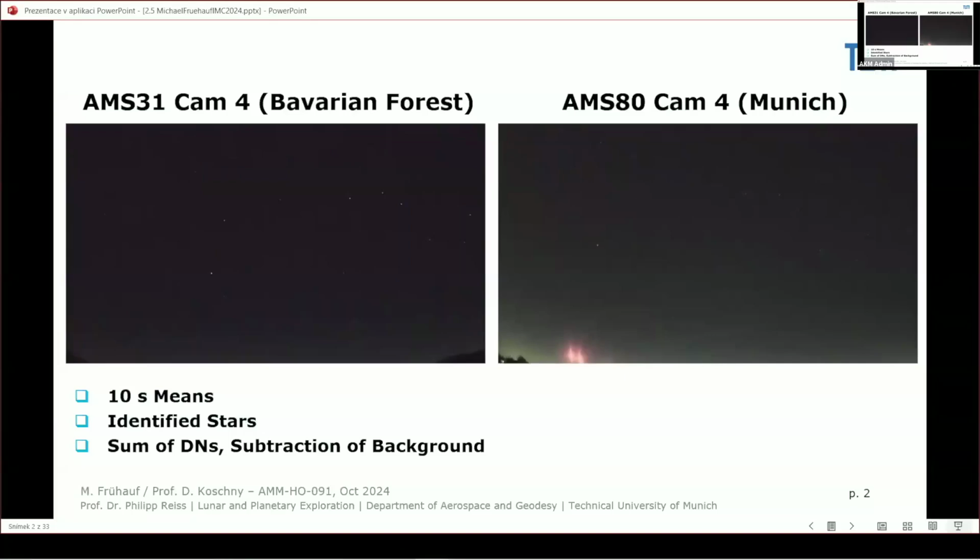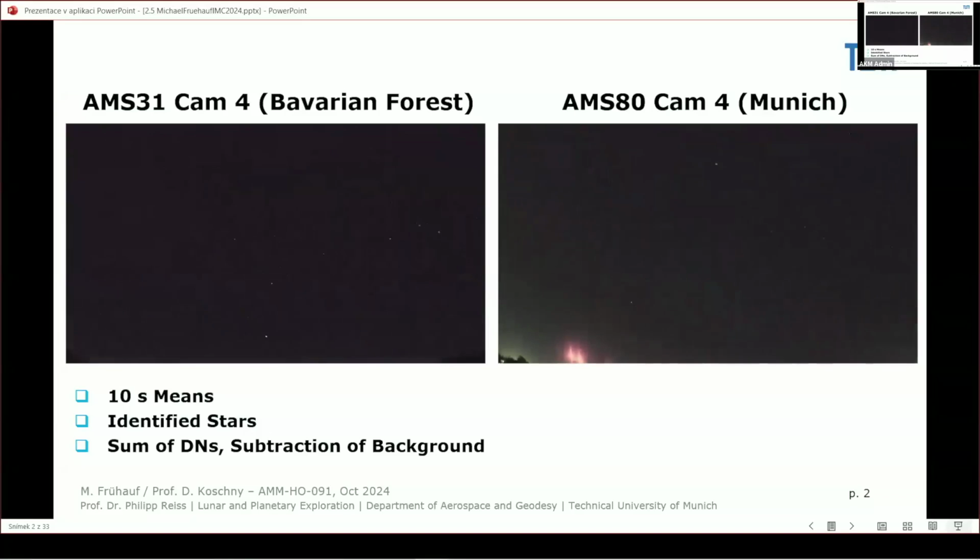So here there are two videos. I'll start them in a few seconds, from AMS 31 and AMS 80. One is in the Bavarian forest, the other one is in Munich, so they are quite close together. You see roughly the same. Both are camera 4, so they point into the same direction. And I'll start the videos.